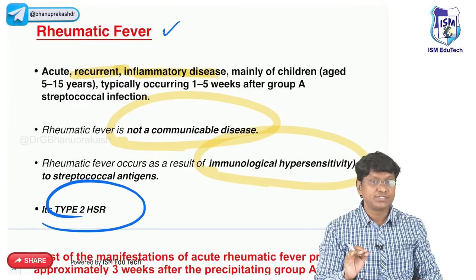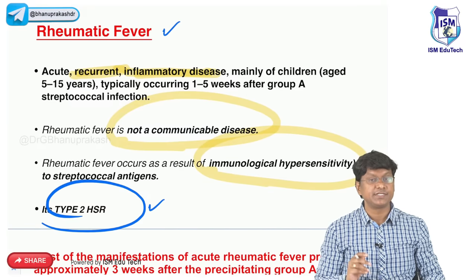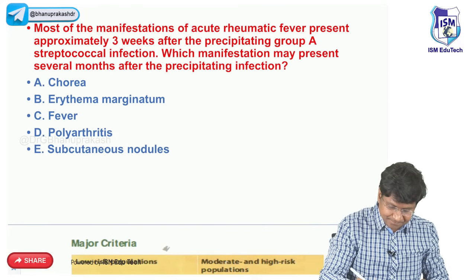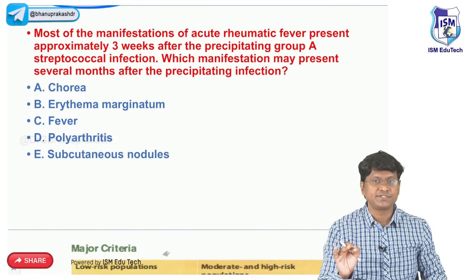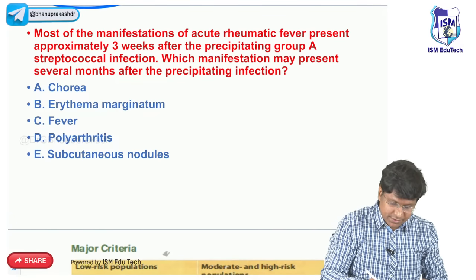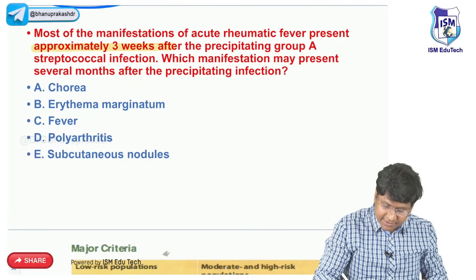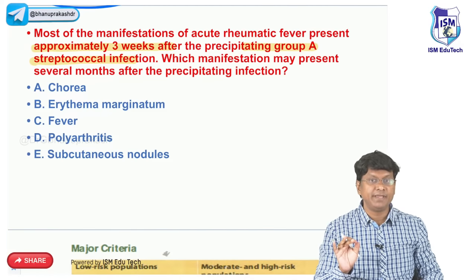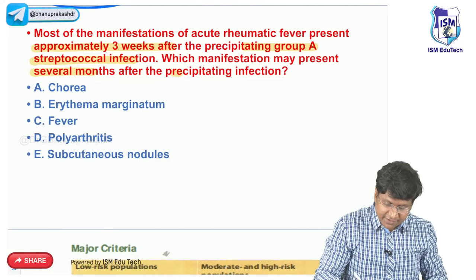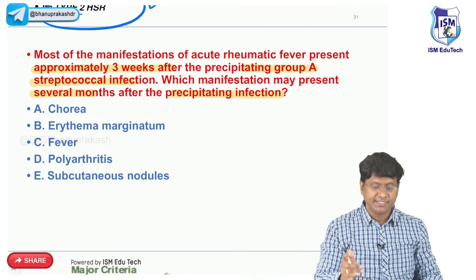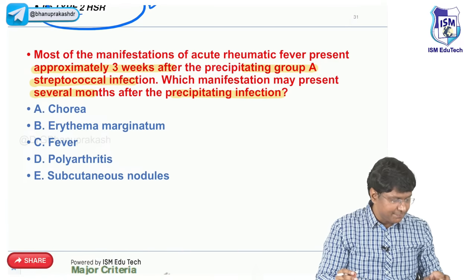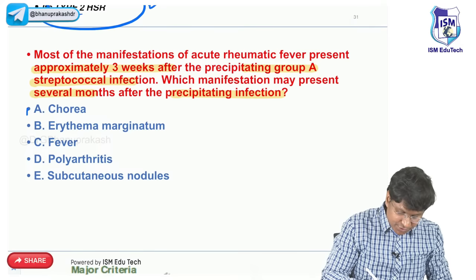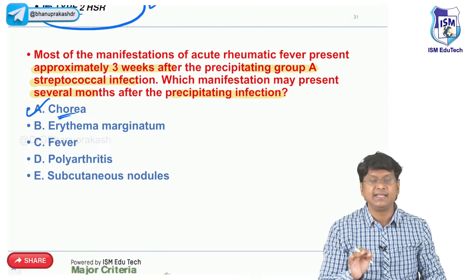All right. So in rheumatic fever, the type of hypersensitivity reaction is type 2. Now, you see this question, very important. Most of the manifestations of acute rheumatic fever present approximately 3 weeks after the precipitating group A streptococcal infection. Which manifestation may present several months after the precipitating infection? Chorea, erythema marginatum, fever, polyarthritis, subcutaneous nodules. So what do you think is the late manifestation? Right, very good, Himanshu. That is the chorea. The chorea is the late manifestation.